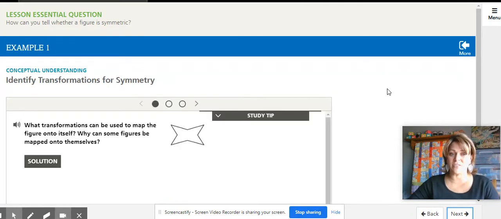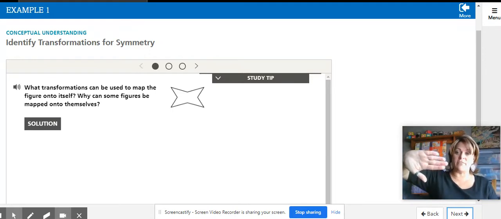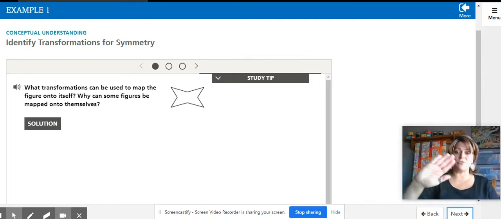Example 1, identifying transformations. So a couple of different types of transformations for symmetry. So symmetry, what transformation can be mapped, mapping the figure onto itself? So think of mapping as taking something and putting it right back on top of itself where you can't even see it. If I mapped my hand, it's obvious that something changed. But if I rotated the whole thing around and ended up right back here, you would not even notice that it changed. Well, some things you can reflect and you won't notice the change. Some things you can rotate and you wouldn't notice the change. So that's what we're going to talk about.